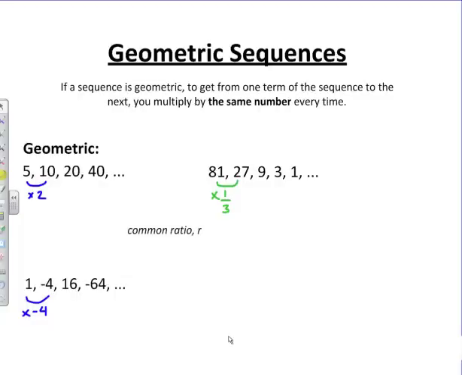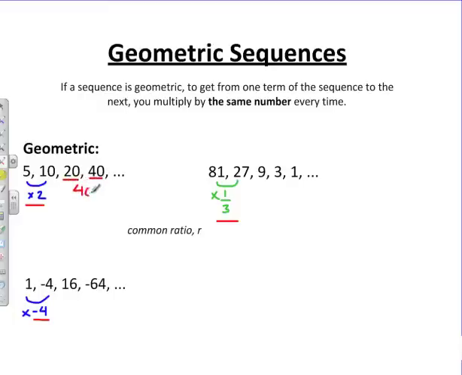There's two ways to think of a common ratio. First of all, it's just the number that you're multiplying by each time to get the next term in the sequence. So my common ratios for each sequence here are 2, a third, and -4. The reason it's called a common ratio, and the other way of thinking about it, is that if you take any term in this geometric sequence and divide by the one before it, you're going to get the common ratio.